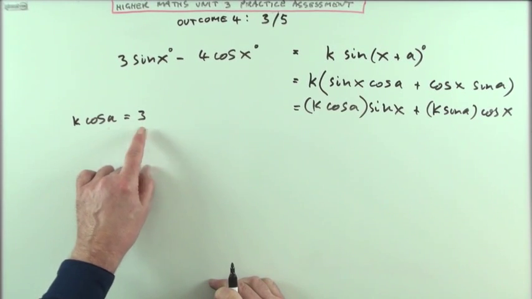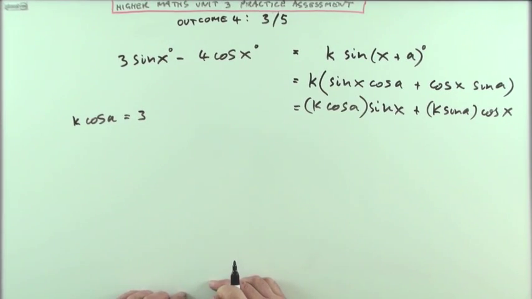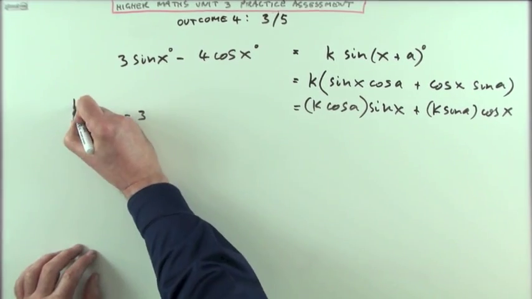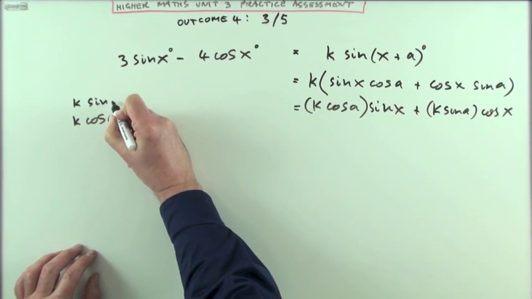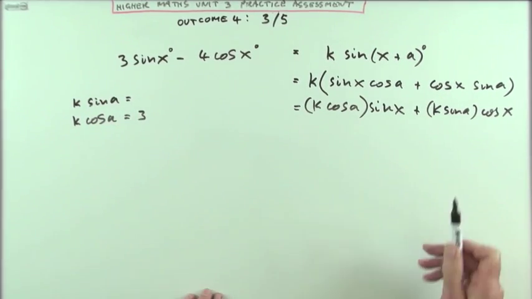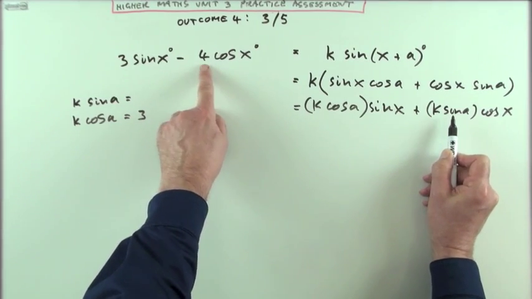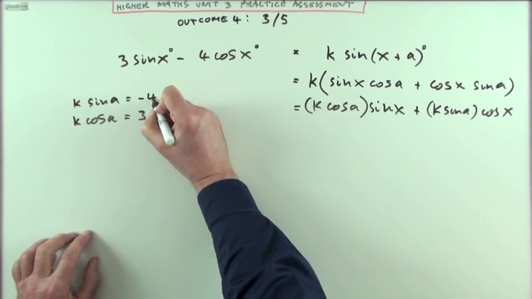There's a little equation with two unknowns. If you've got two unknowns, you'll need two equations. Well, here's the other one. What have I got for cos x? I've got k sine A. I think I'll put that in top for a reason that will become clear in a second. K sine A must equal, now that's plus k equaling negative 4, so that must equal negative 4.